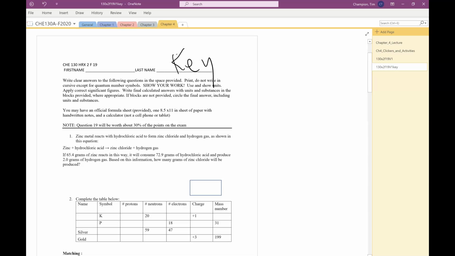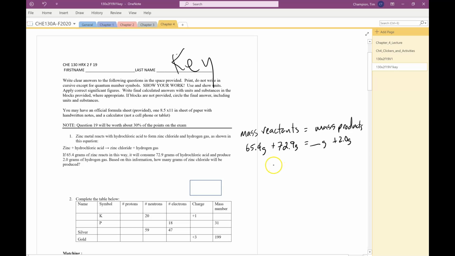is the mass of the reactants is going to be equal to the mass of the products. So you know that you have 65.4 grams of zinc, and it consumes 72.9 grams of hydrochloric acid. And then we know that we produce 2 grams of hydrogen gas, but we don't know how many grams of zinc chloride are formed.